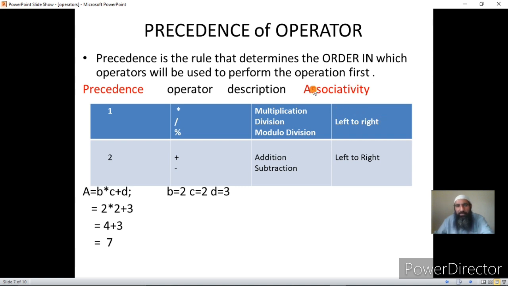So associativity is a rule that determines the order in which the operators of the same precedence will be operated upon. Okay, this rule is mostly left to right for most of the operators. And if you see the entire precedence table, this is not the entire precedence table. I have only shown the arithmetic operators here.